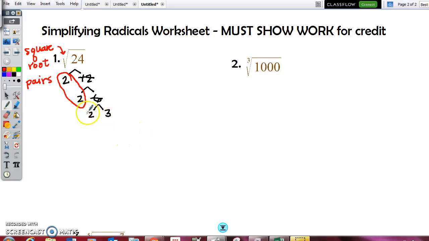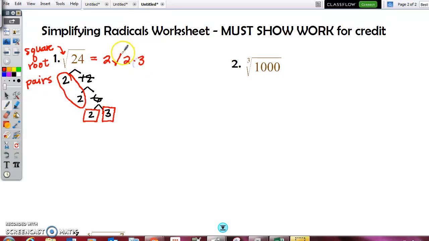And then we have this 2. I used to say sad and lonely 2, because it didn't have a date, and then I thought, well, maybe they're enjoying their time alone. They're just chilling. So the 2 and the 3 don't have a date. They're staying home. And this pair of 2's comes out. So the 2 comes out of the house. This 2 stays in. This 3 stays in.